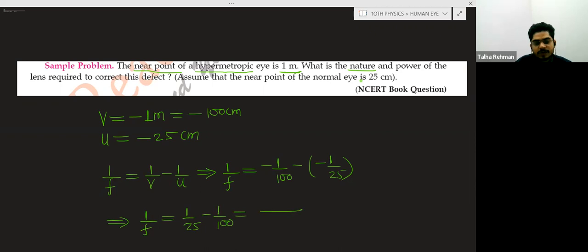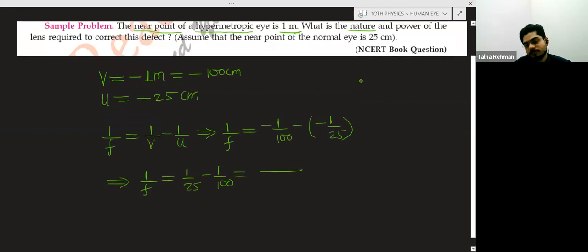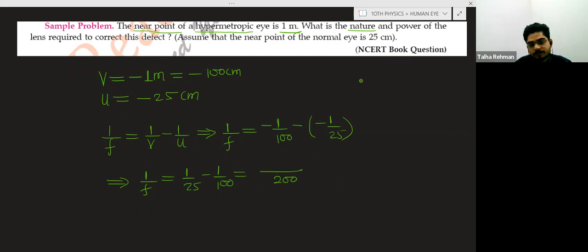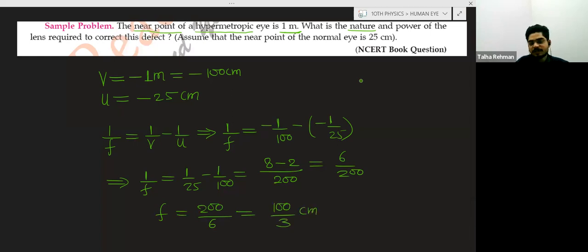So basically here you can take 200 as LCM. Okay, so here will be 8, here will be 2, so it will become basically 6 by 200. So focal length finally you will get 200 by 6, and it will be 100 by 3 centimeter. Focal length this time you are getting positive focal length.